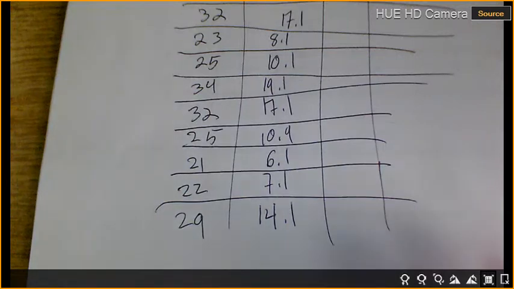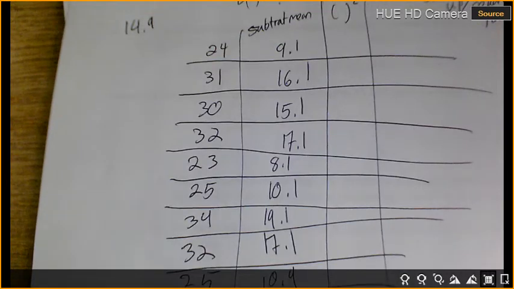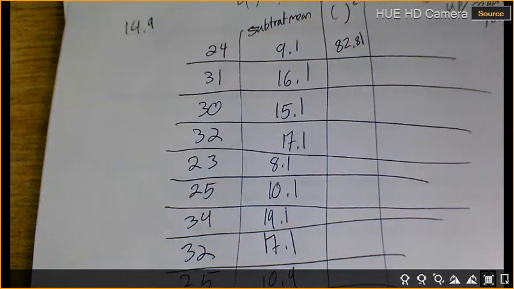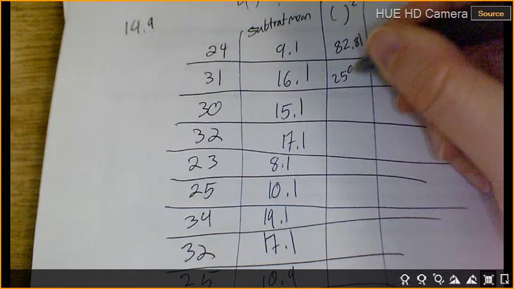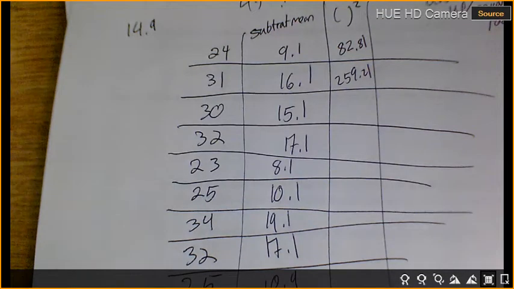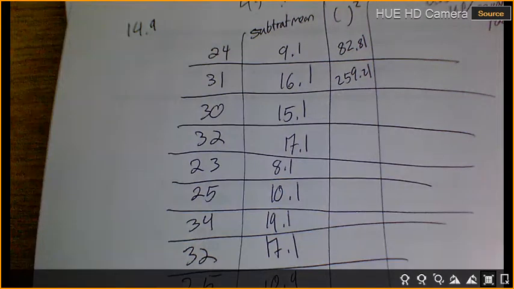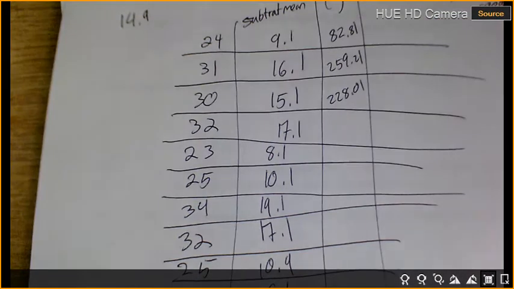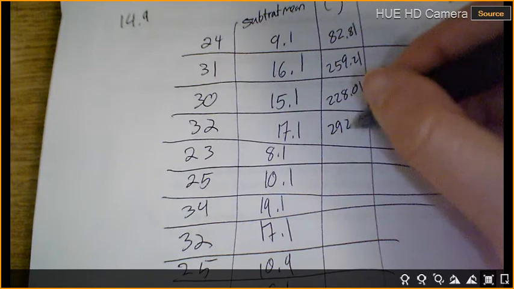Now we're going to take each of these and we're squaring them. So we're going 9.1 squared gives us 82.81. 16.1 squared gives us 259.21. 15.1 squared gives us 228.01. 17.1 squared gives us 292.41.